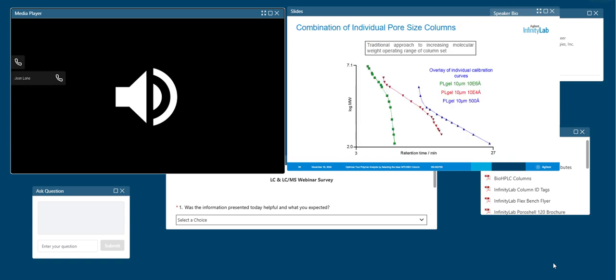Here's that example now showing the individual pore set with a 10 to the 4th column now added. The calibration slopes now for the set match well, and one can see the full molecular weight range for the set is well covered.